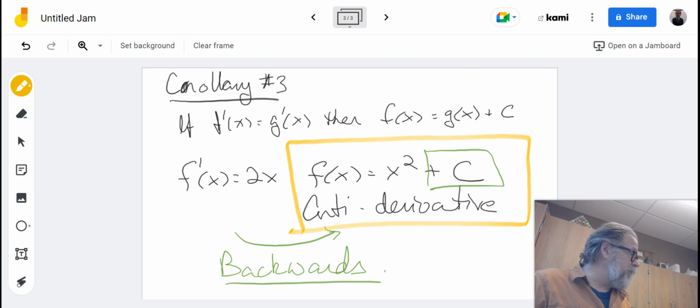Okay, that is the rest of 5.2, not including some of the examples, but pretty basic, I think, definitions and some corollaries that flow from those definitions of increasing and decreasing functions.